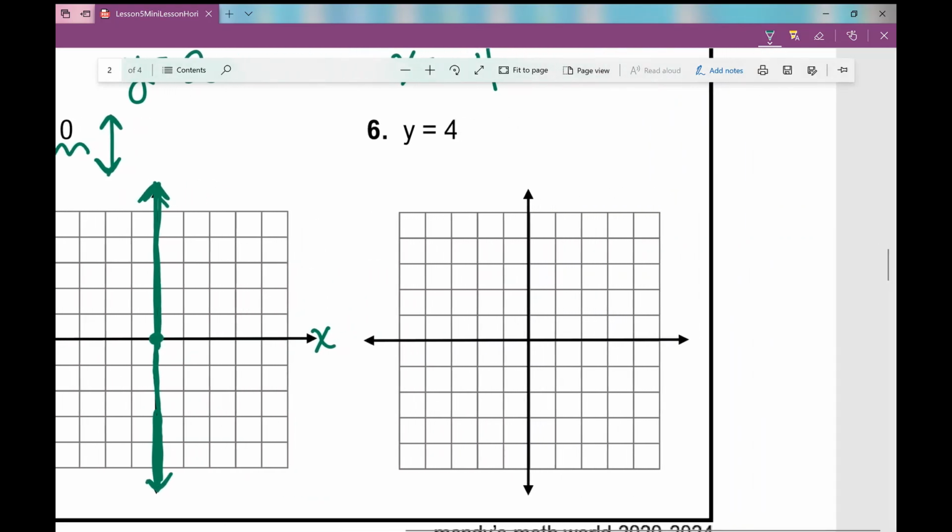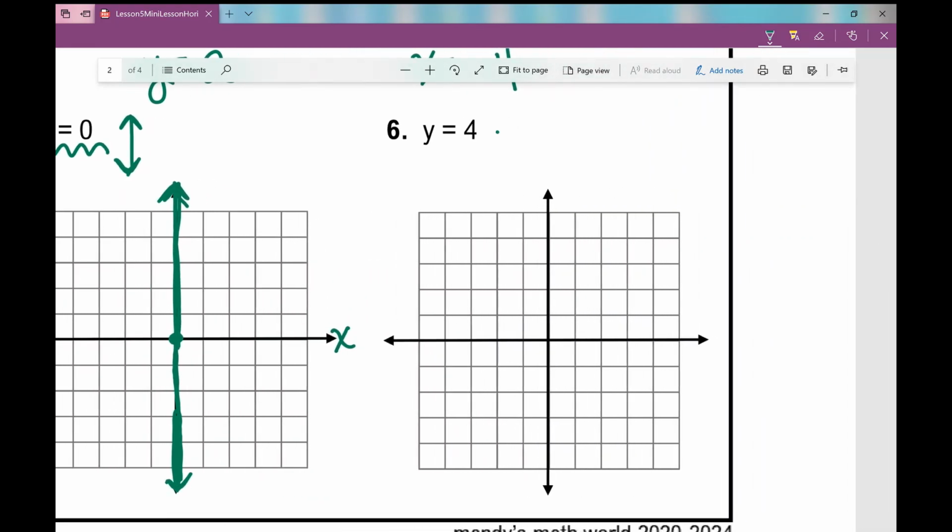Let's go to number 6, y equals 4. That's going to be a horizontal line. On my y-axis, go to where y is 4. There's where y is 4, and here's the graph of the equation y equals 4.